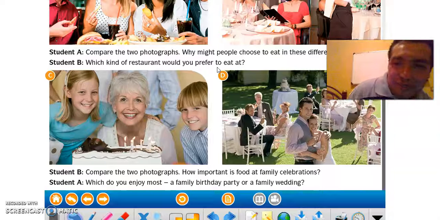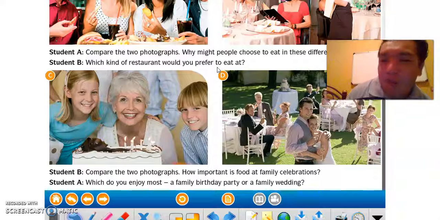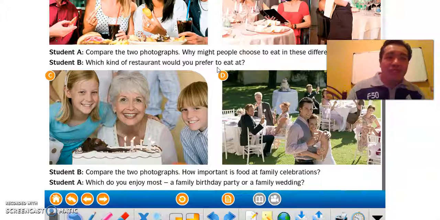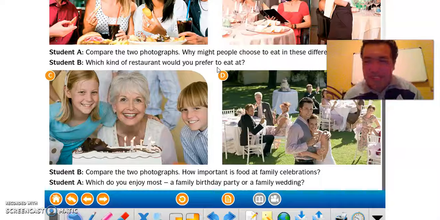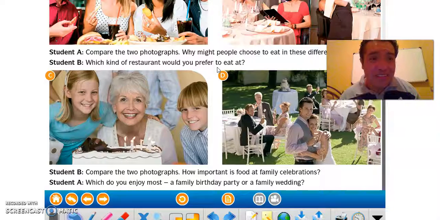And what about you? What do you think about these two types of parties and also these two types of restaurants? I would like to hear about that when we come back to classes. I hope you tell me what you think about it. And of course, try to use these expressions as much as possible so that they become part of your vocabulary.